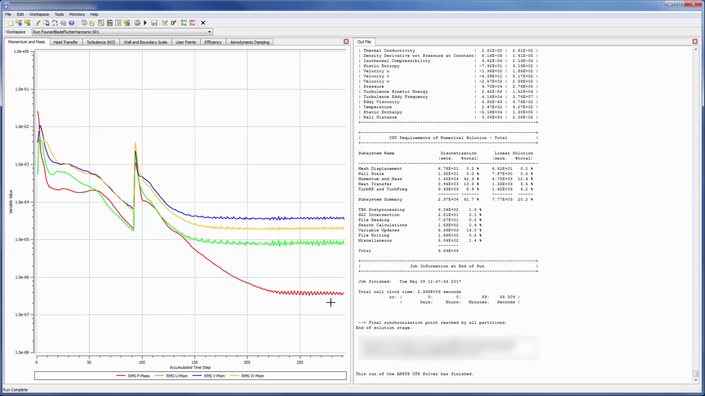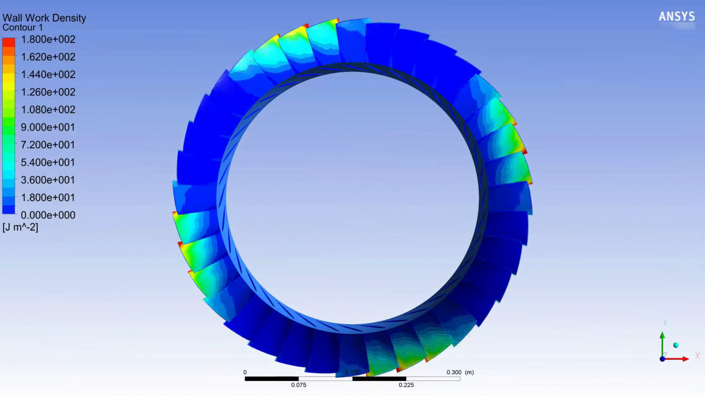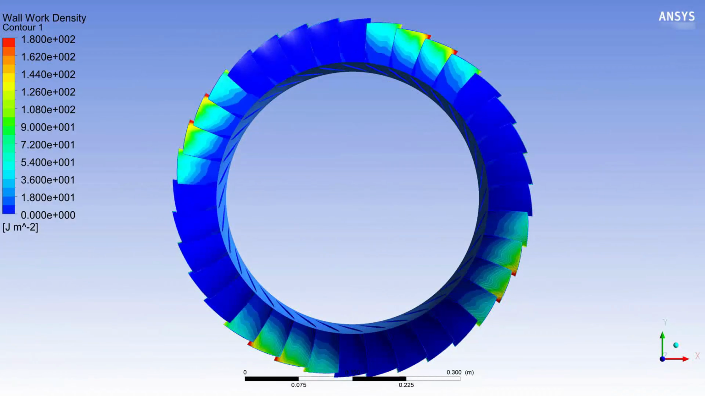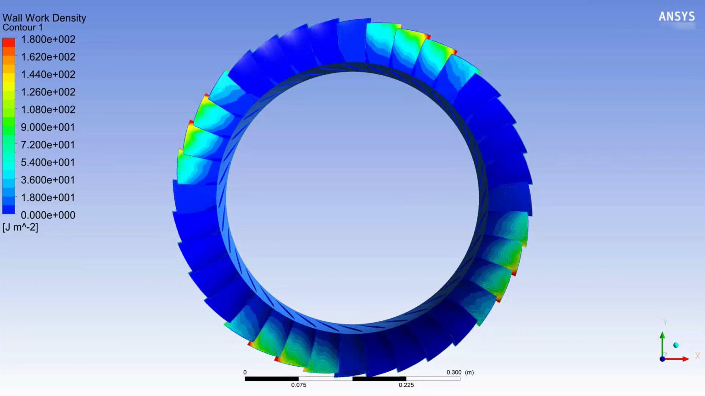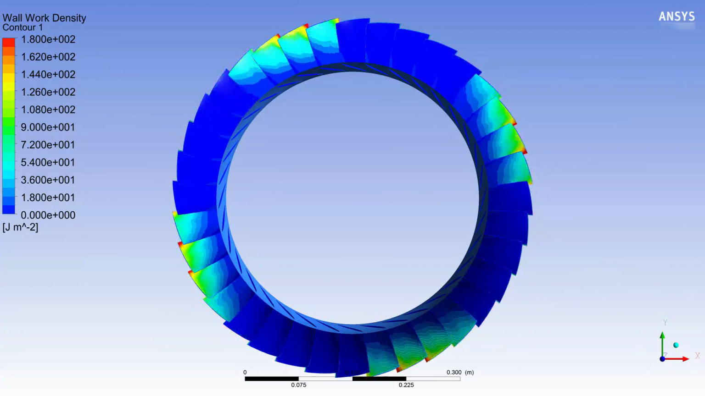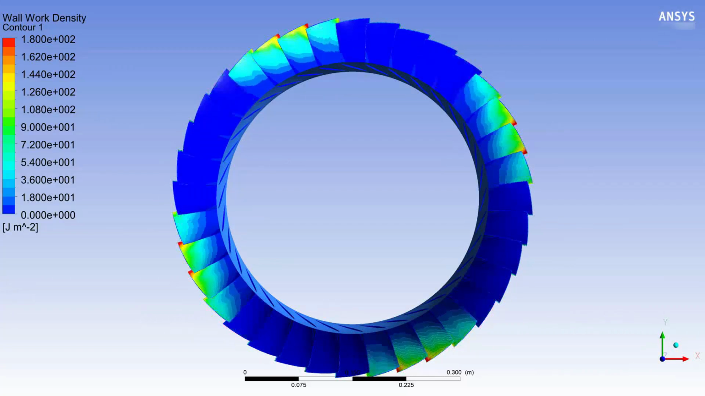Now I can take a look at other variables such as the aerodynamic damping. This variable has converged to a relatively steady positive value, which indicates that the vibrational frequency is damped by the flow. Using ANSYS CFD Post, I prepared this animation showing the wall work density contour on the rotor blades. Using this data, areas for redesign can be identified to improve aerodynamic performance.